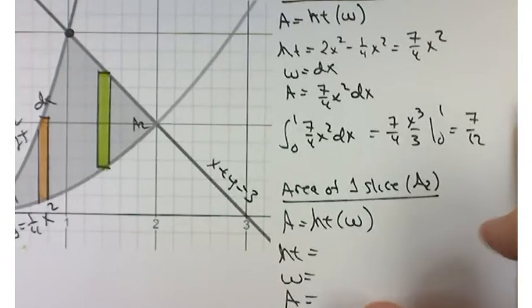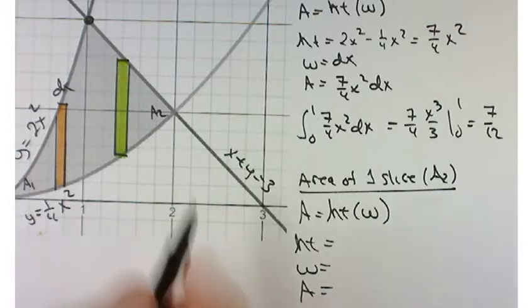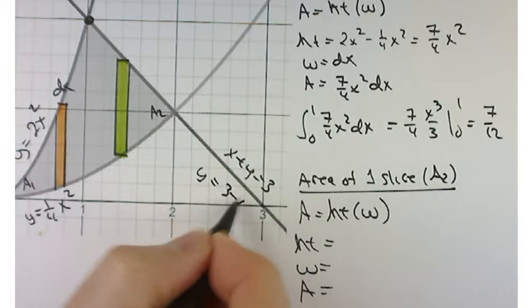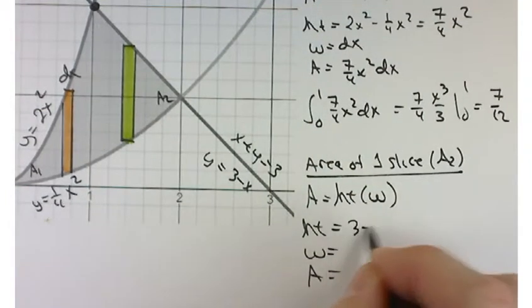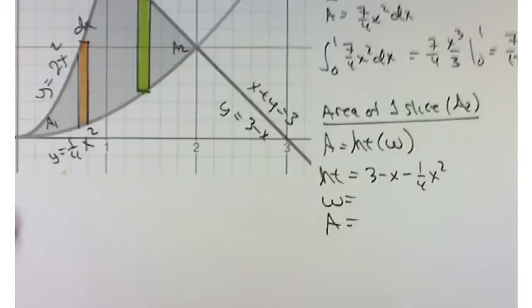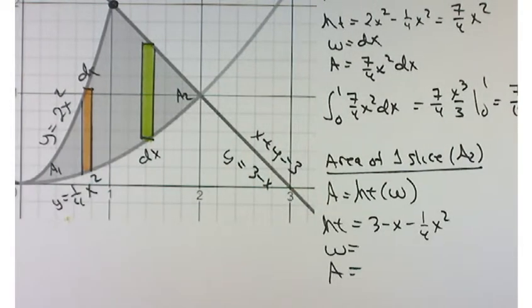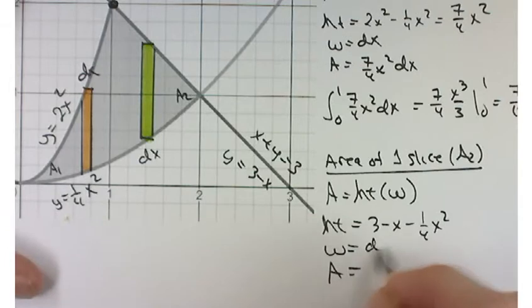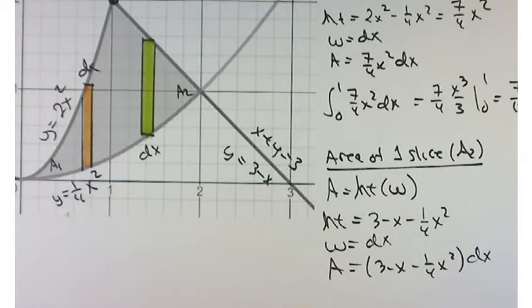Let's try the second one. For the second one, you have to move this around a little bit. We're going to move the x to the other side and get y equals 3 minus x. So the height is going to be top minus bottom. In this case, it's going to be 3 minus x minus 1 quarter x squared. The width, as before, is going to be dx. And the overall area is going to be 3 minus x minus 1 quarter x squared dx. Okay, not looking bad there.